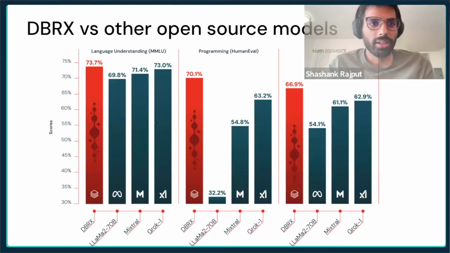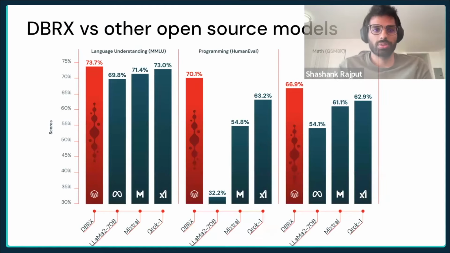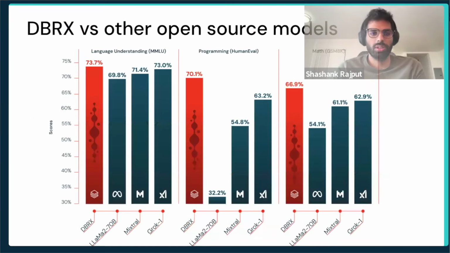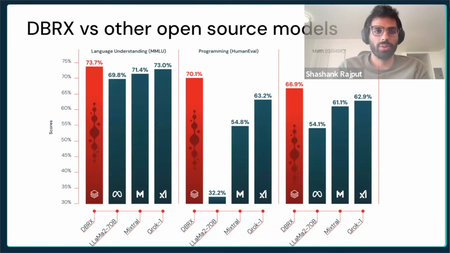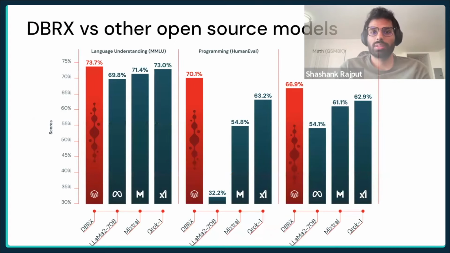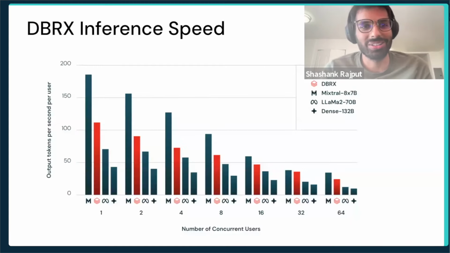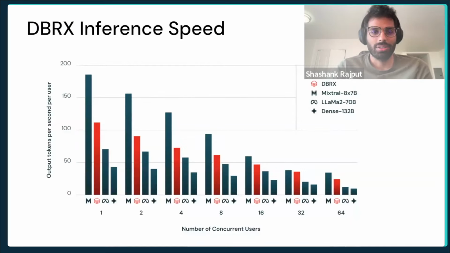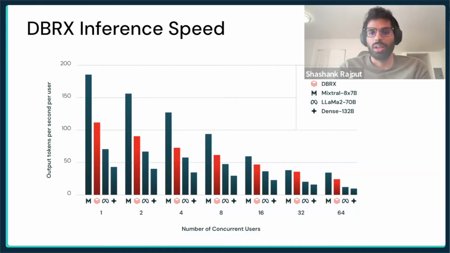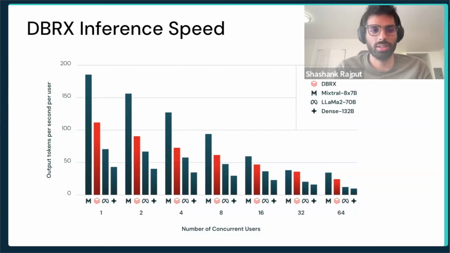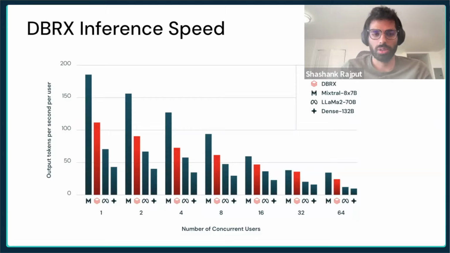So let's start off by comparing DBRX with other open source models. Comparing to Llama 2 70B, Mixtral, and Grok 1, we see that DBRX outperforms them on language understanding, programming, and math, while also having good inference speed. As compared to Llama 2 70B dense models, DBRX is faster. Mixtral 8x7B is faster than it, but then you need to see the trade-off between speed and the quality of the model.